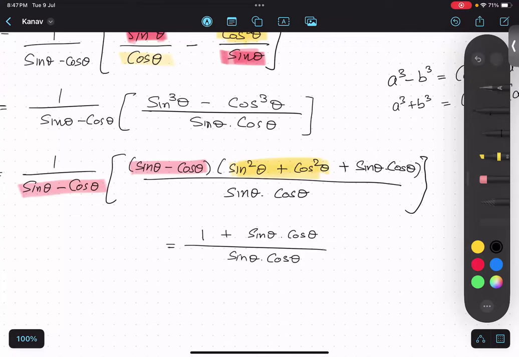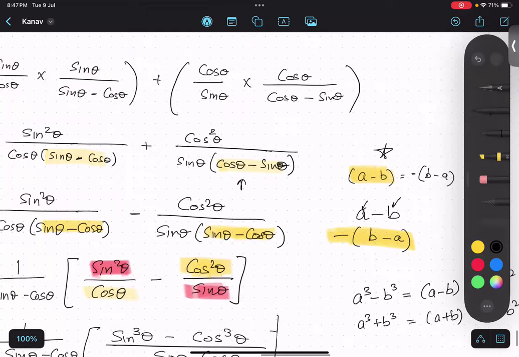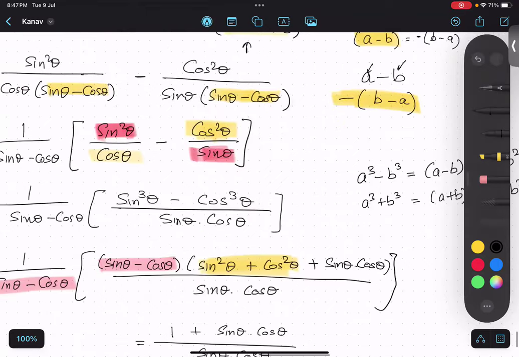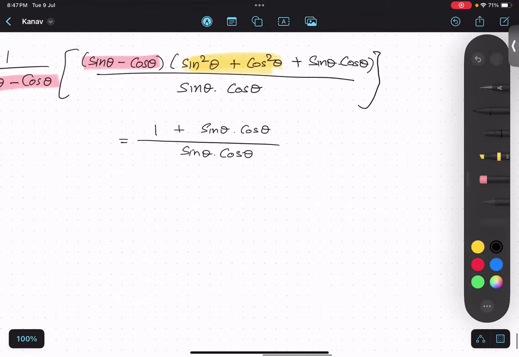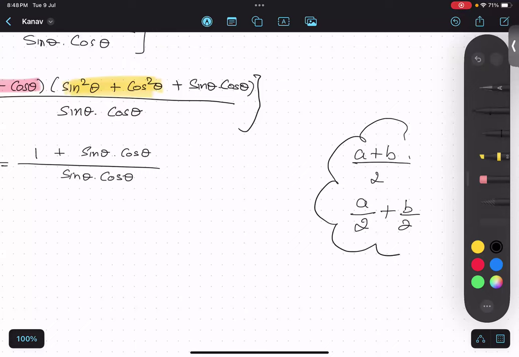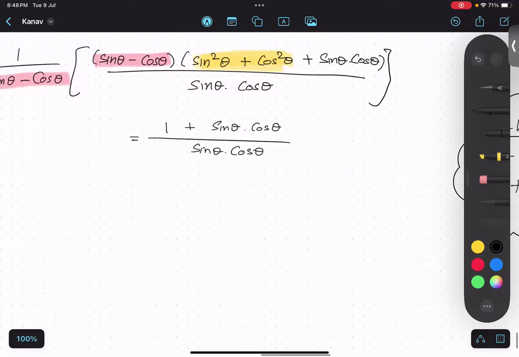Now, what was asked? It was asked 1 plus sec theta into cosec theta. So we have to convert. Now, one more rule which you should remember: if we have more than one term, binomial, trinomial, and the denominator is a monomial, let's say 2, we can split that. We have been learning this from smaller grades. So over here, this will get split.